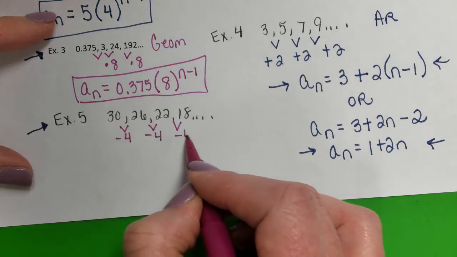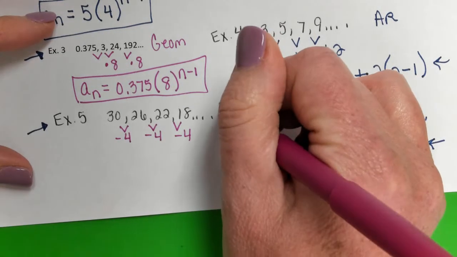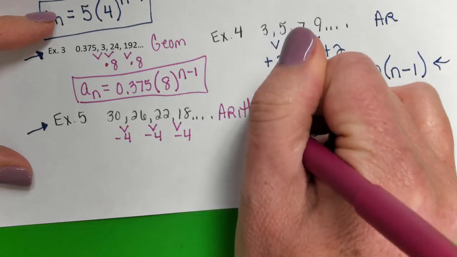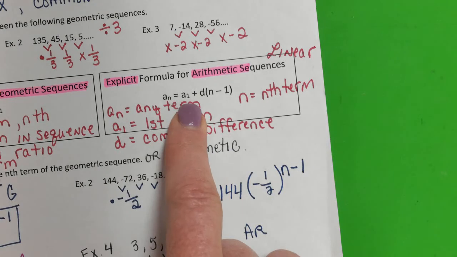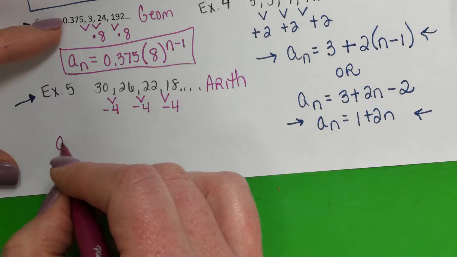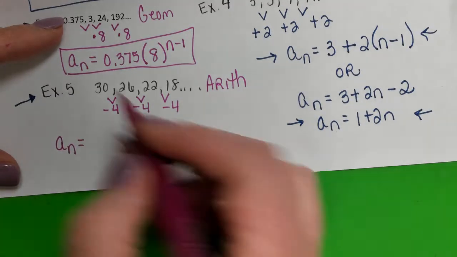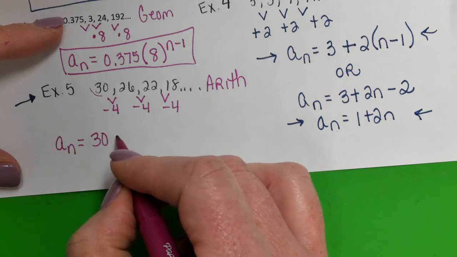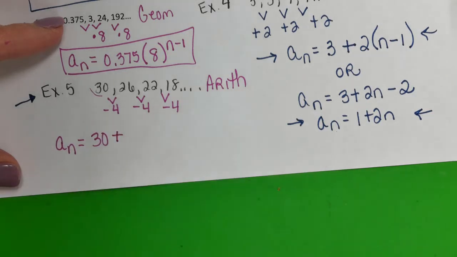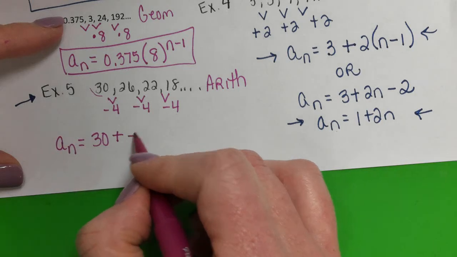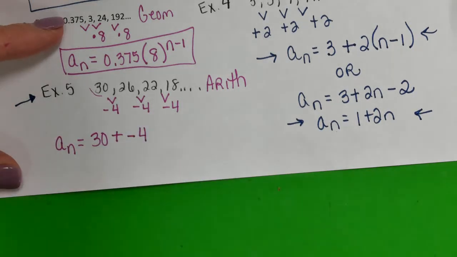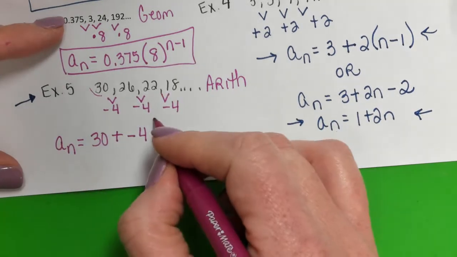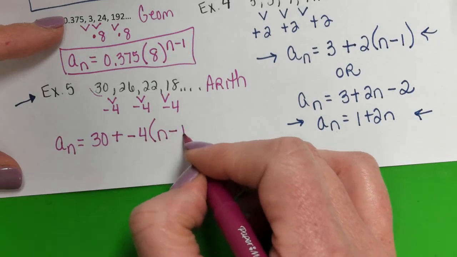Okay, on example 5, I'm noticing it's going down, and it looks like we are subtracting 4 every time. So because this is a subtraction problem, this is an arithmetic sequence. So again, we're using the explicit formula for an arithmetic sequence. So I'm going to say a sub n equals my first term, which is 30. And normally we would say plus, and you can still do that, plus the common difference, but the common difference happens to be -4.